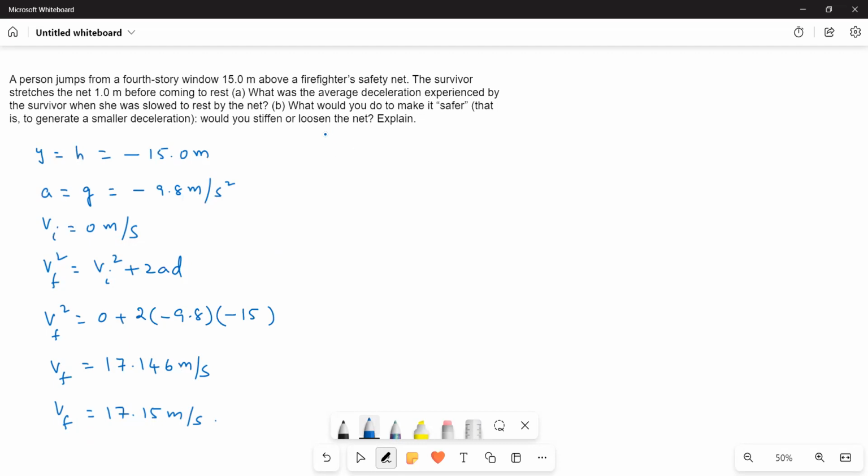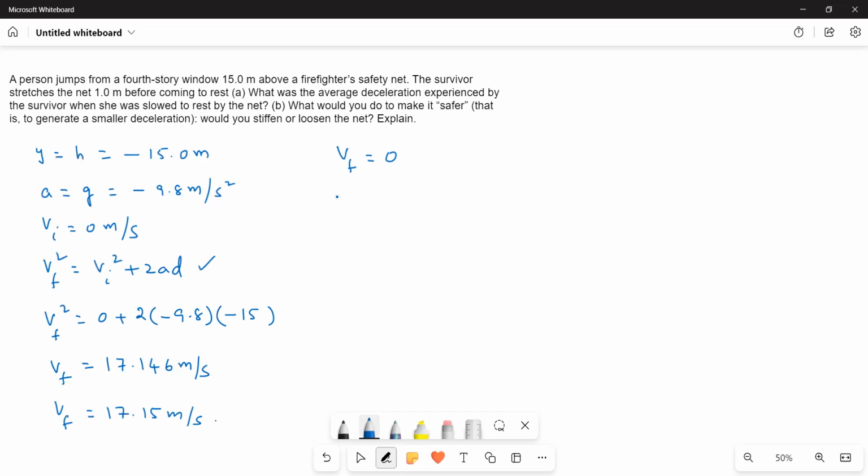Now we have to find out the deceleration. To find the deceleration, the net stretches 1 meter. The survivor stretches the net 1 meter. So we use the same equation to find the deceleration. Here Vf is equal to 0 because the person is coming to rest.